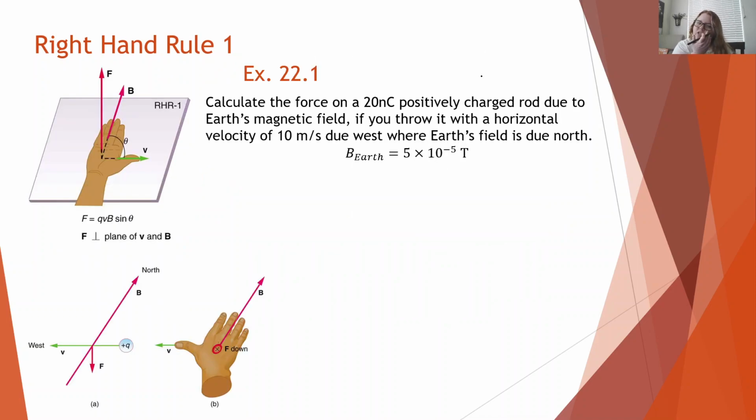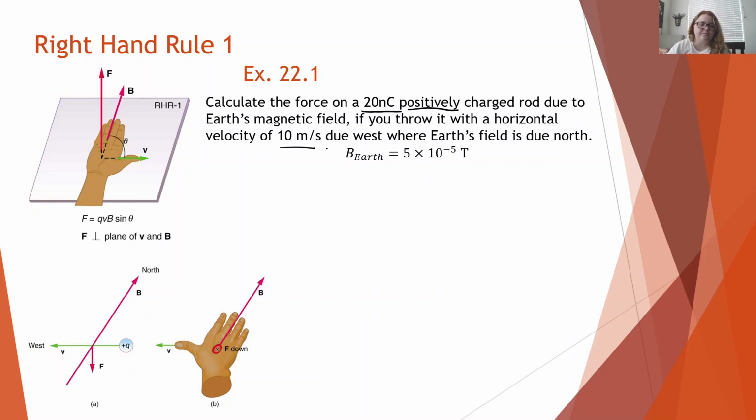Let's look at an example and remind us of this rule. It states: calculate the force on a 20 nanocoulomb positively charged rod, and remember that says positively charged, due to Earth's magnetic field if you throw it with a horizontal velocity of 10 meters per second due west, where Earth's magnetic field is due north. The magnetic field due to Earth is equal to 5 times 10 to the negative fifth Teslas.